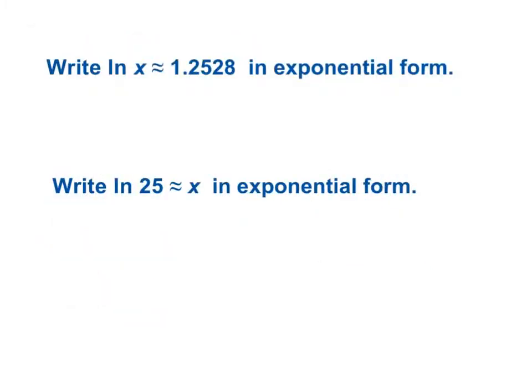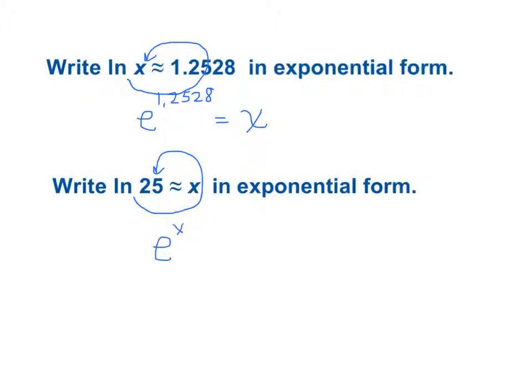So we have natural log of x is equal to approximately 1.2528. We're going to write that in exponential form. So once again, we start with the base to the power equals here. So we have e to the 1.2528 is equal to x. All right, same thing here. e to the x equals 25. And that's really all, that's as hard as it gets right there.